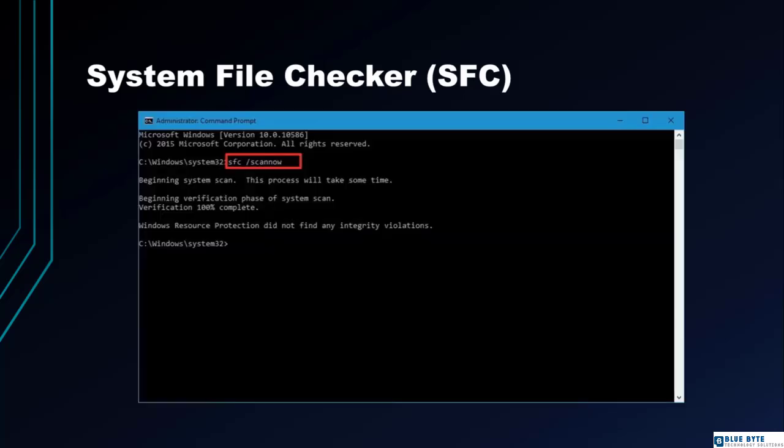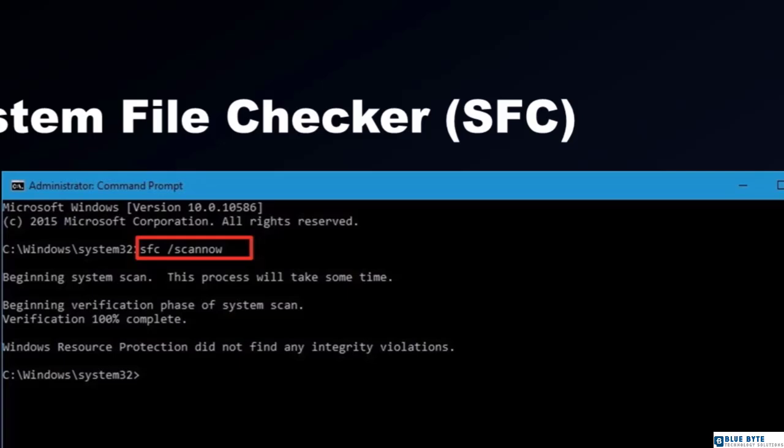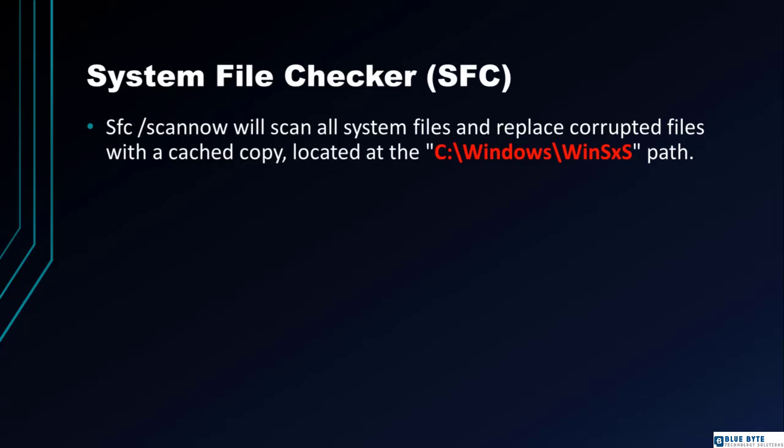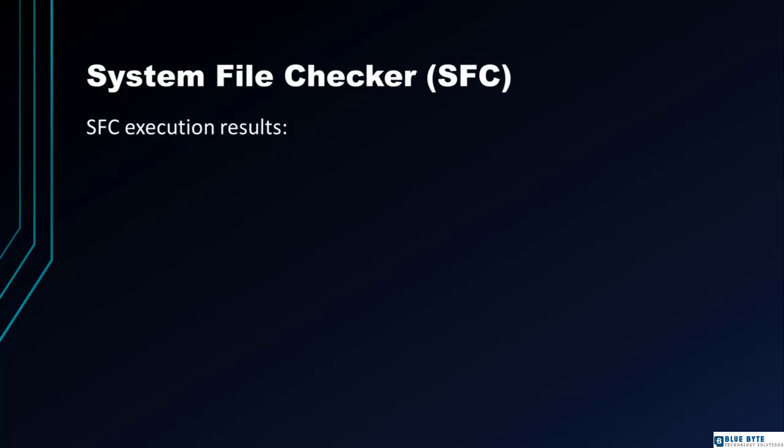The SFC tool is easy to use. You need to open a command prompt as an administrator, then type the following command: sfc /scannow. This command will tell the SFC to scan all system files and replace corrupted files with a cached copy located at the C:\Windows\WinSxS path. When the SFC finishes scanning the system for corrupted files, you may receive one of the following messages.